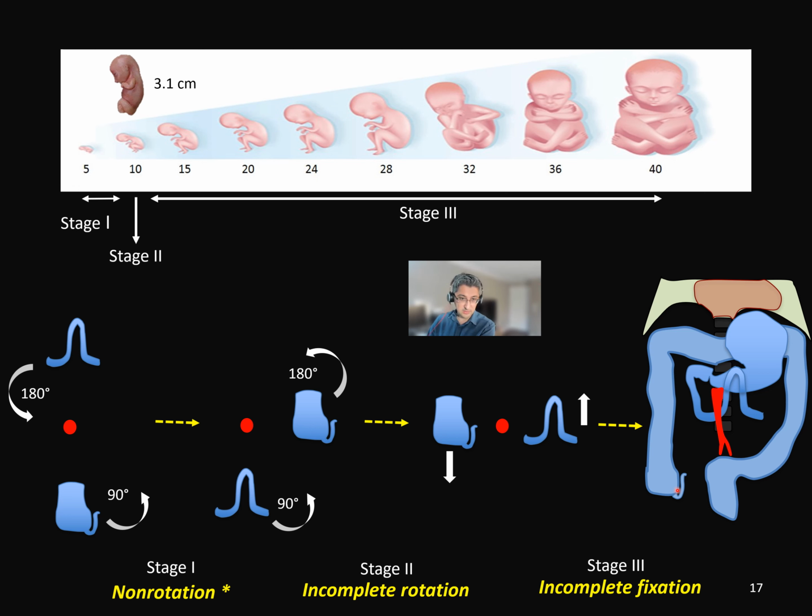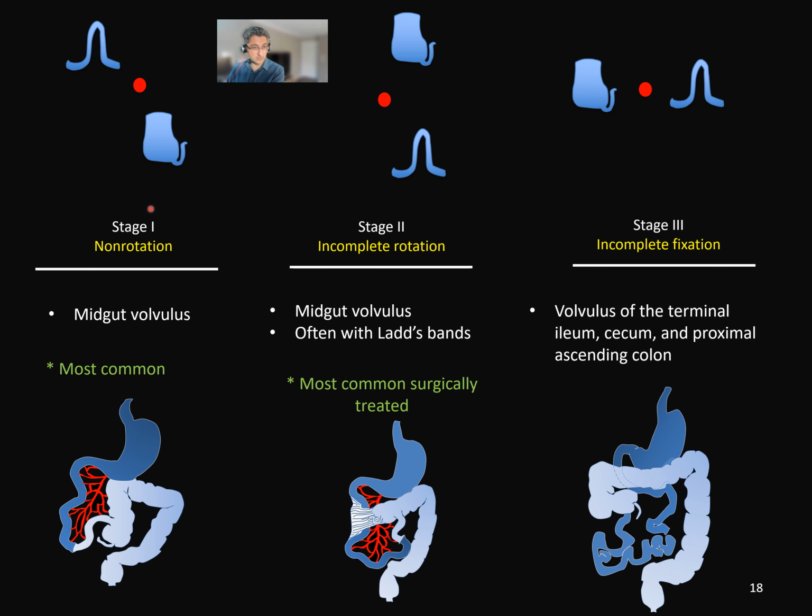So there is a spectrum. Not all rotation abnormalities are the same. It could be more severe or it could be less severe. So in non-rotation, and this is the most common form, the most common complication is midgut volvulus. And the final position of the DJ loop is on the right side of the abdomen and the cecocolic loop on the left side of the abdomen. And as you can see, they are located on opposite sides.